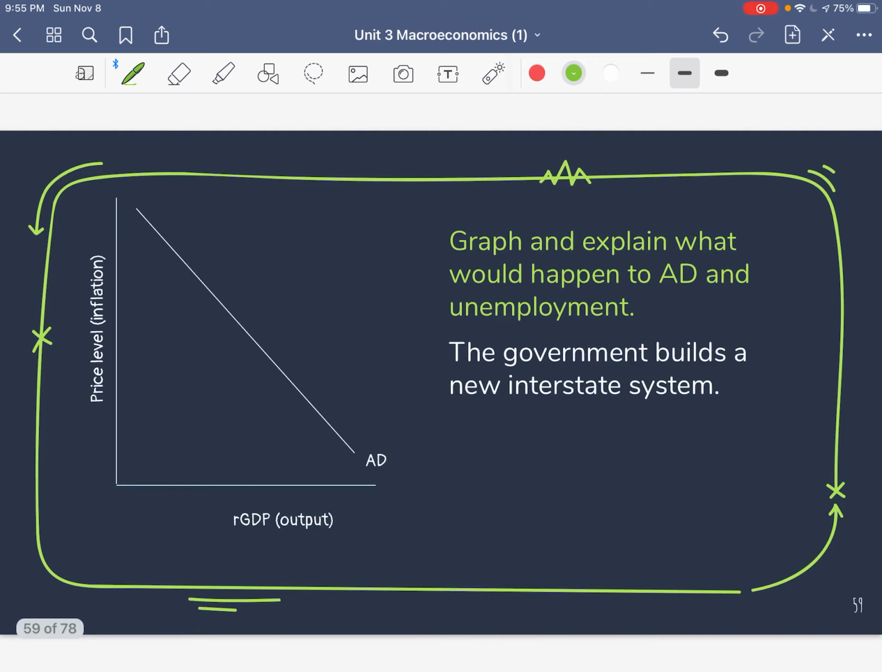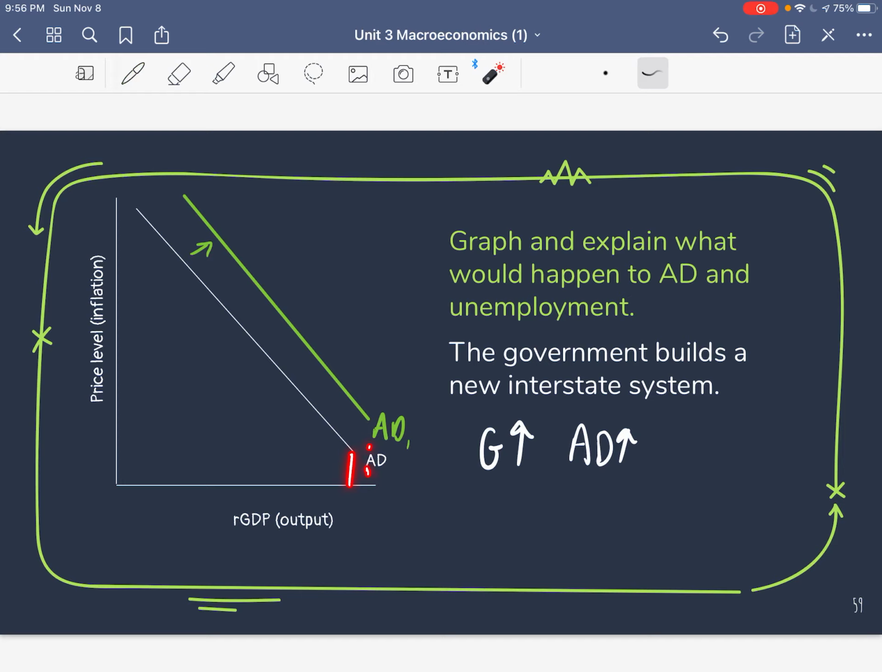All right, last one. The government builds a new interstate system. We decided this was government spending, and they're spending more money, so it increases, and that causes AD to then increase. So let's draw it. AD increasing shifts to the right, label it AD sub 1, put an arrow indicating which way it moved. If we were making this much stuff and now we're up to this much stuff level, that means our output or our GDP has also increased. If we're making more stuff, we have to hire more people, which decreases unemployment.